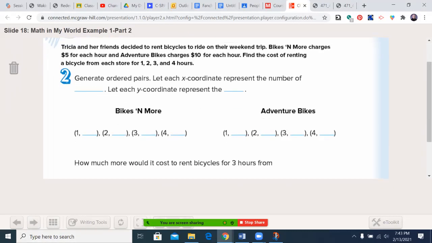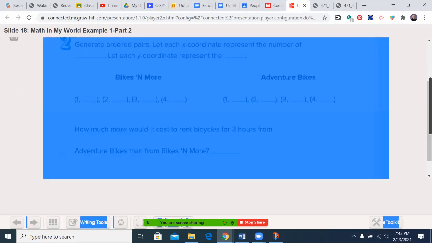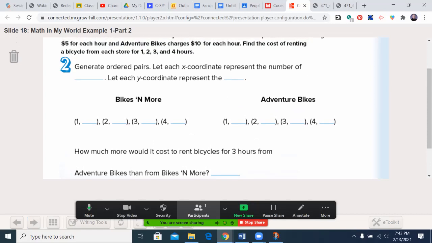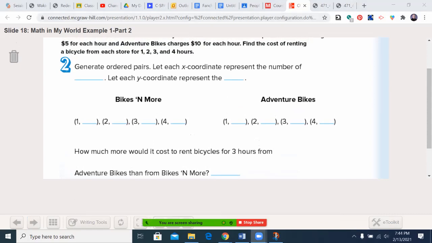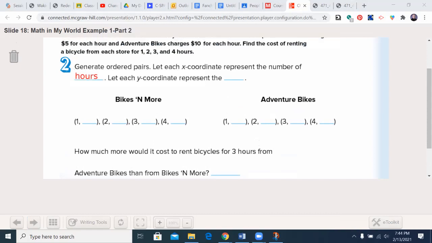So now we need to generate ordered pairs. We got to line this up just so. There we go. So let the X coordinate represent the number of hours, and let the Y coordinate represent the cost. So Bikes and More, remember it was 1 and 5, 2 and 10. So 2 hours was 10. 3 hours was $15. 4 hours was 20.